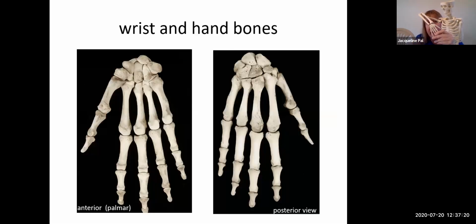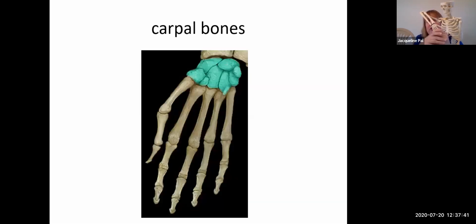In the wrist area and the hand area, they're often one big model where everything's wired together because we have a lot of bones there. We have 19 bones in the hand, and we have 8 wrist bones. So the 8 wrist bones together as a group are known as the carpal bones. Yes, each one of them has a different name, but as a group, they're known as the carpal bones.